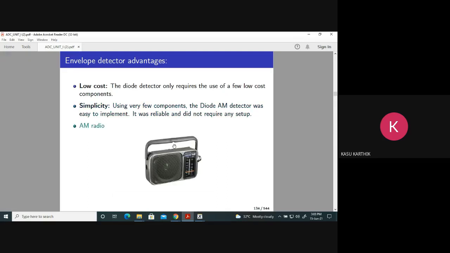Now you might have seen this kind of radios. They are called AM radios. AM radios means amplitude modulated radios, which means in those radios you receive signals which are amplitude modulated. This is an AM receiver. It contains an envelope detector. You might have seen this kind of radio receiver sets.